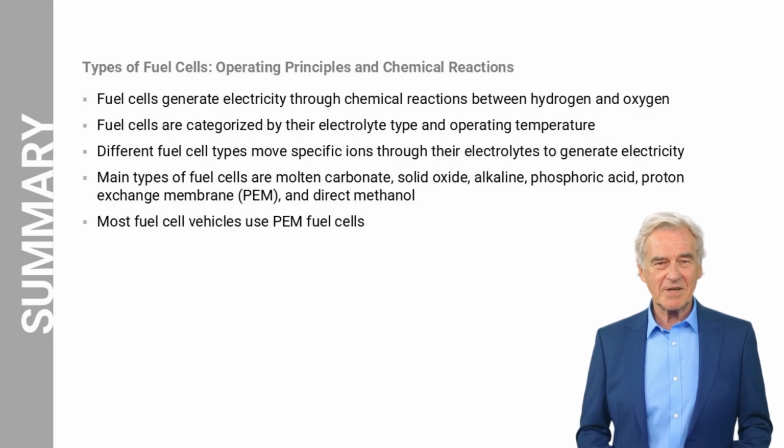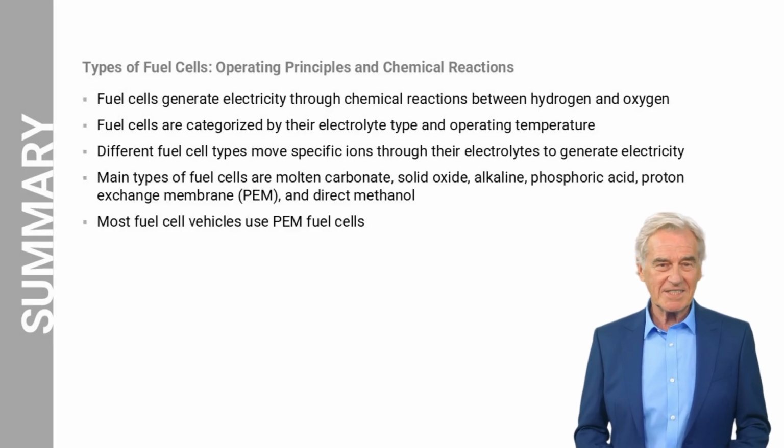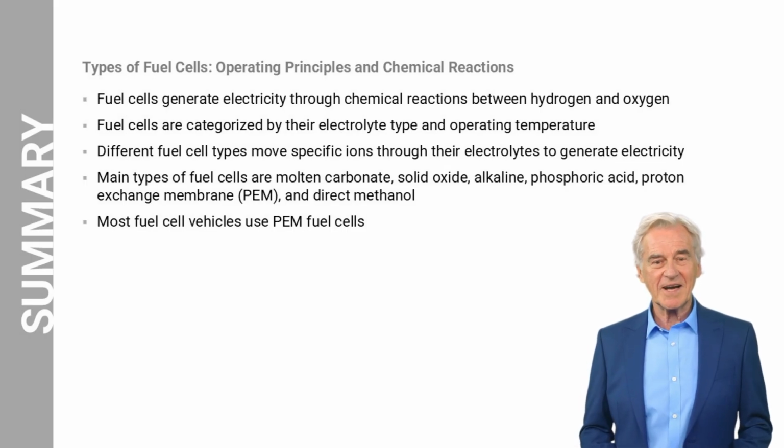We group fuel cells into two main temperature categories. High-temperature fuel cells, such as molten carbonate and solid oxide fuel cells, operate at very high temperatures. These fuel cells can use a broader range of fuels, but they take longer to warm up. Low-temperature fuel cells, including alkaline, phosphoric acid, proton exchange membrane, and direct methanol fuel cells, operate at lower temperatures. They start up quickly but usually require cleaner fuel.